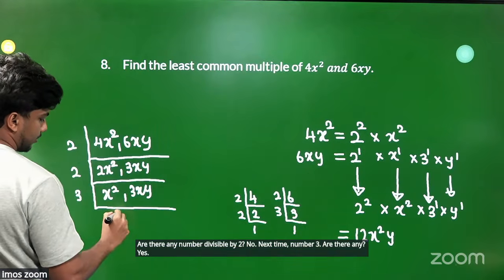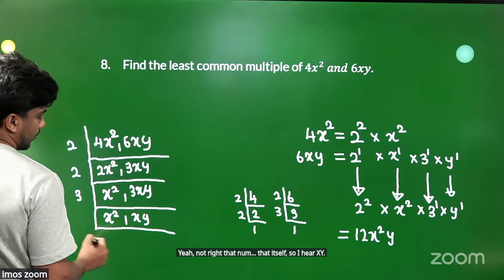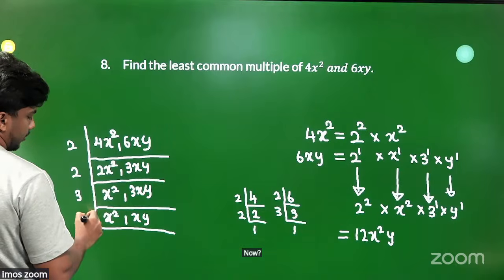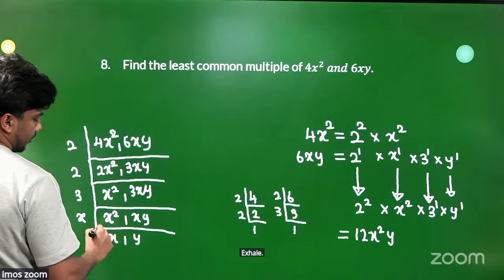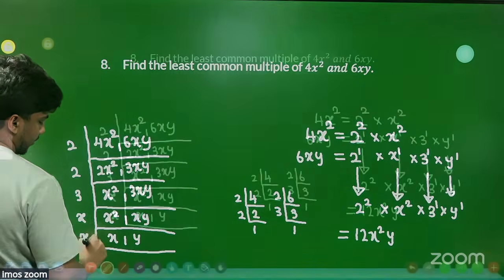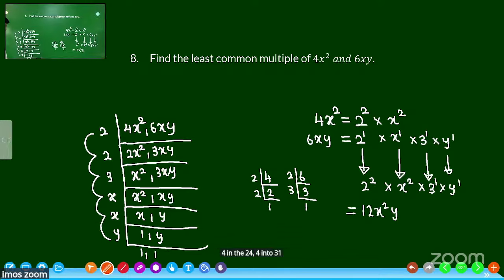I write the others as they are. So here xy. Now divide by x, here y. Is there any other term divisible by x? Then 1 and y. We continue until we get 1 and 1. Now multiply these: 2 into 2 is 4, 4 into 3 is 12, so 12x squared y. You can use both methods, but I recommend you do the first method.